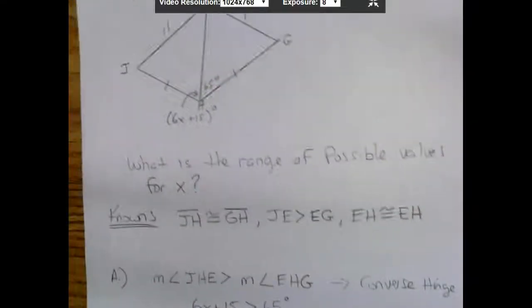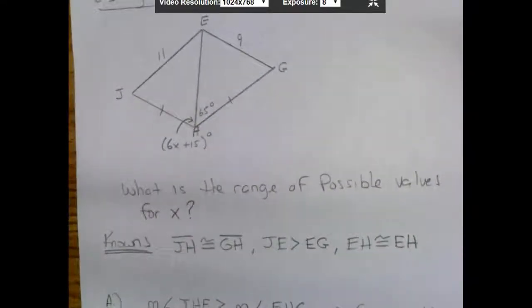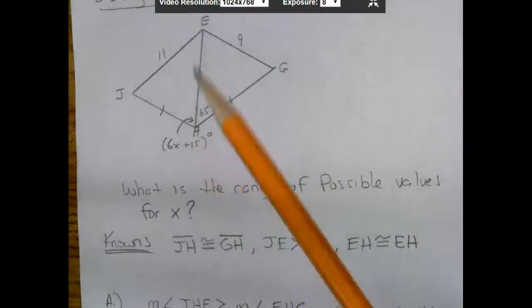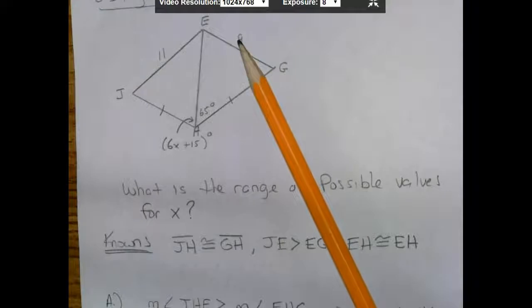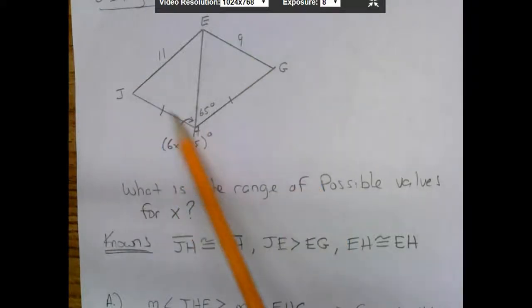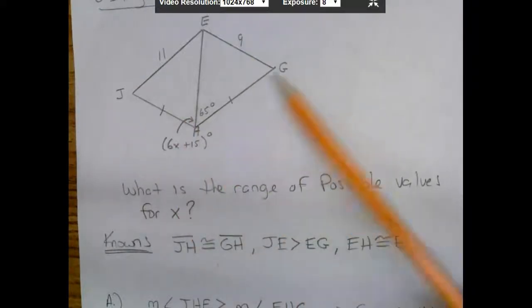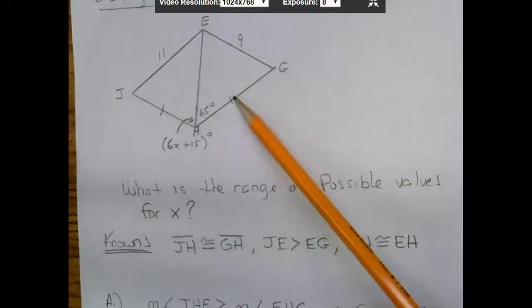And we look at the knowns first. So for this triangle, we know a couple things. We know JH, which is right here, is congruent with GH, so the same. That's noted in the diagram.